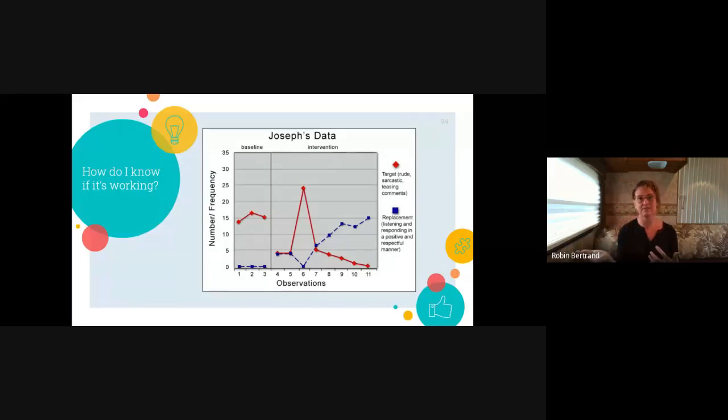That could have been because of an extinction burst. So maybe the problem behavior showed up and the student or the individual was learning that the problem behavior wasn't going to work. But sometimes that can take repetition. This graph shows an ideal result for a behavior reduction plan.